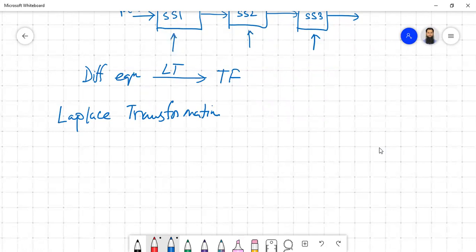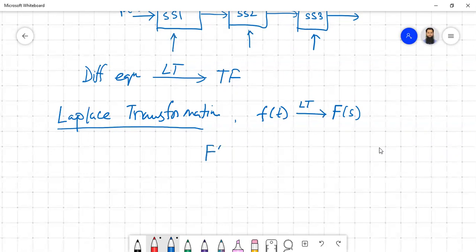By definition, Laplace transformation is basically: you have a time domain signal, f(t), and you want to get a frequency domain signal, F(s). s is the Laplace variable. So the way to get it is basically the Laplace transformation. Mathematically, if you take the Laplace transformation of f(t), then you're going to get F(s), which is just an integration from 0 minus to infinity of f(t) e to the power minus st dt.